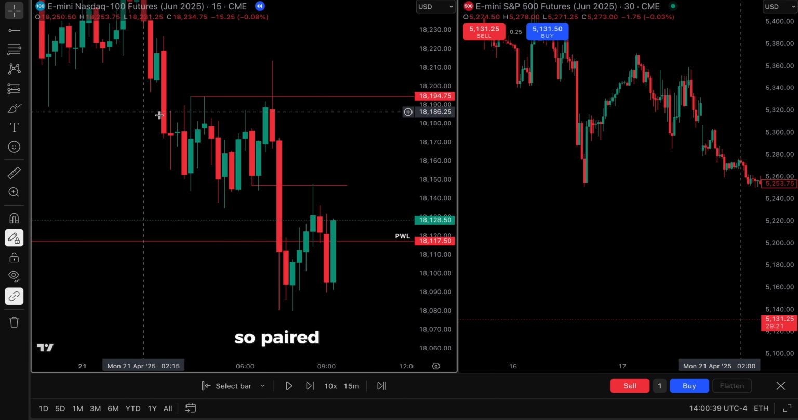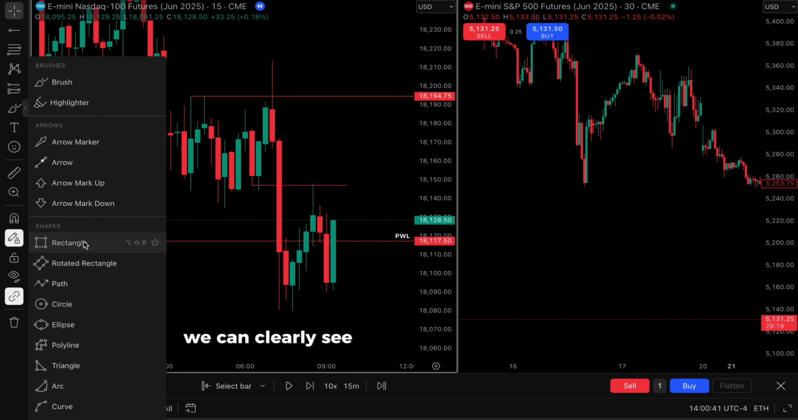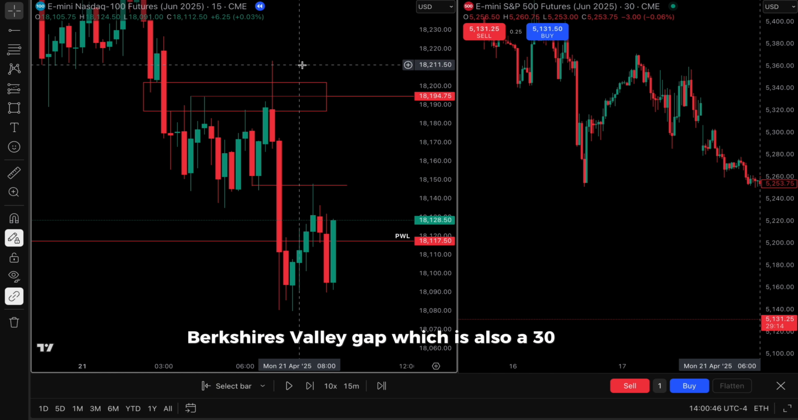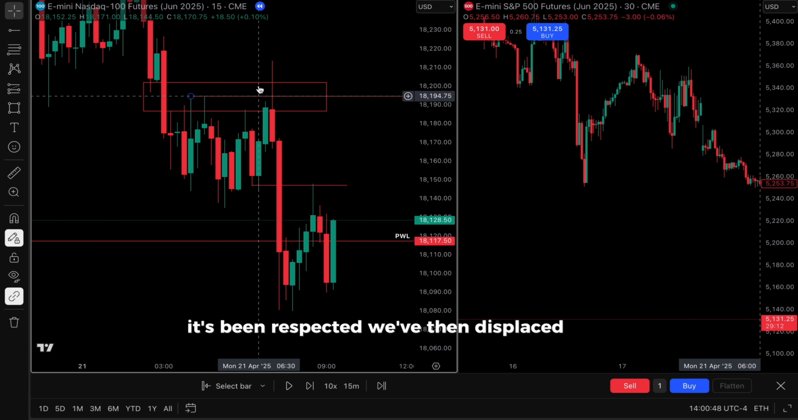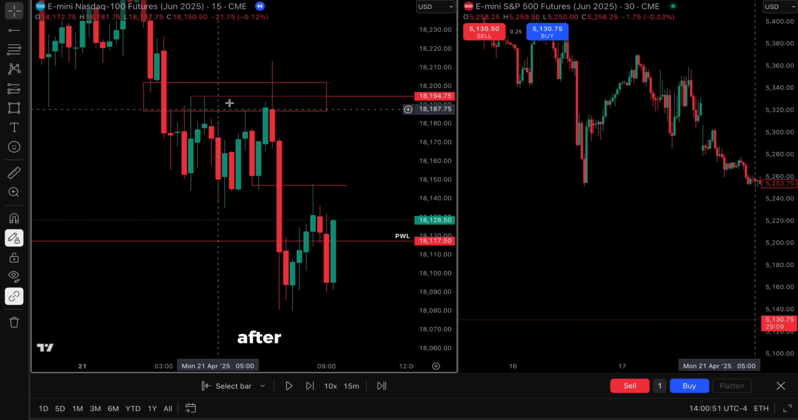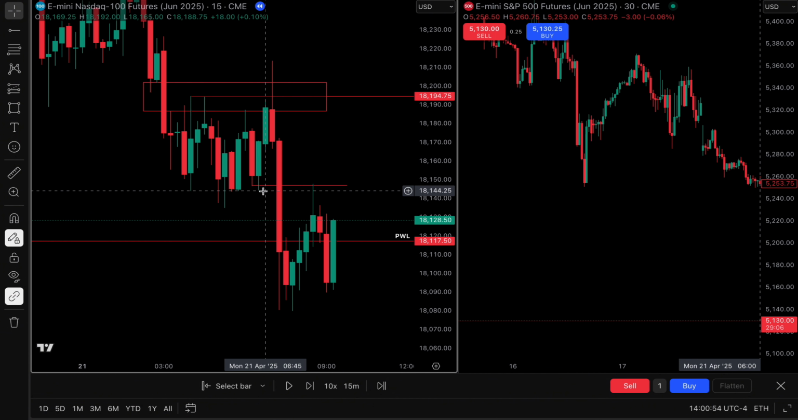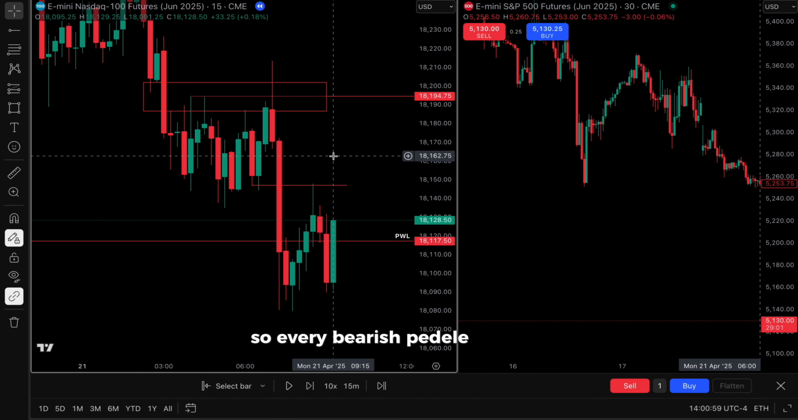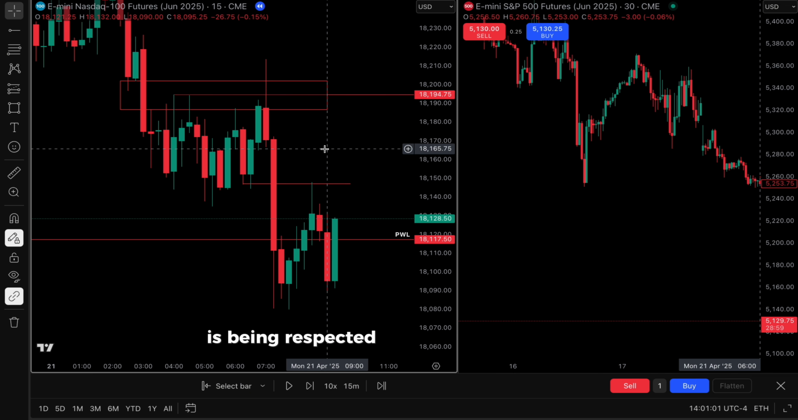Paired with this sweep of liquidity, we can clearly see that we've respected this 15-minute bearish fair value gap, which is also a 30-minute. It's been respected. We've then displaced lower again, shifting market structure after taking out that short-term high. Then we have a bearish breaker on the 15-minute, which got respected. So every bearish PD array as of now going into the morning is being respected on the lower time frame, and on the higher time frame, the 4-hour, it appears to be overall bullish. Therefore, I approach with more of a neutral bias.